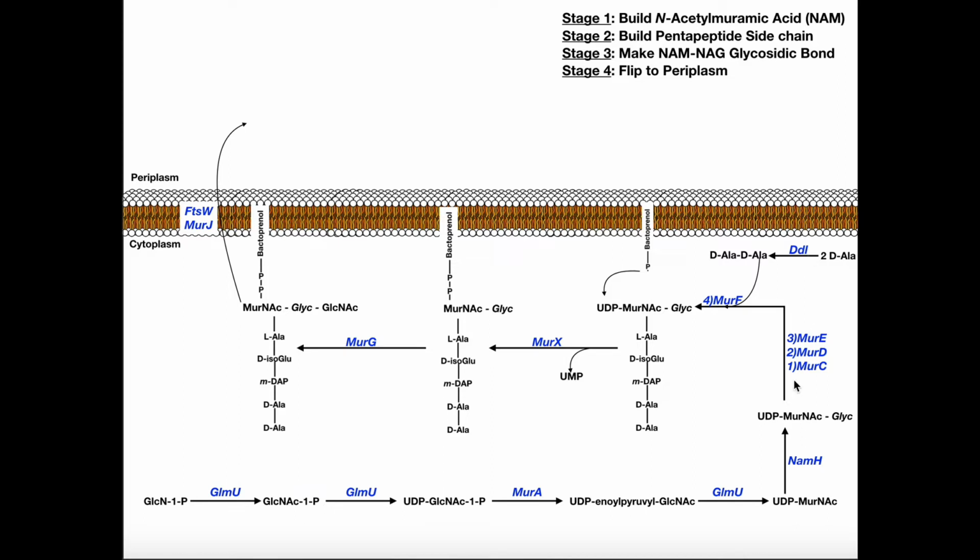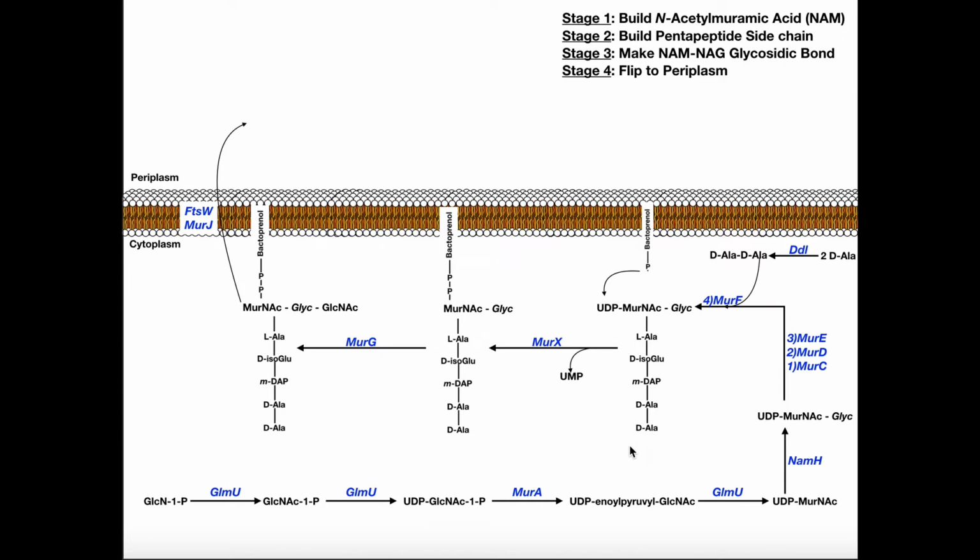Okay? Now, we're also going to have to add these other amino acids. So we're first going to attach the L-alanine, then we're going to add something called D-isoglutamate, and then we're going to attach a third one called meso-diaminopimelic acid, or meso-DAP. These 3 are going to be added sequentially by MurC, MurD, and MurE. Okay. As I mentioned up here, Ddl condenses 2 molecules of D-alanine together, and then once we have this dipeptide, MurF is going to add this dipeptide onto the meso-diaminopimelic acid, and we see here the 2 D-alanines there. Okay, so that actually gets us our pentapeptide side chain.